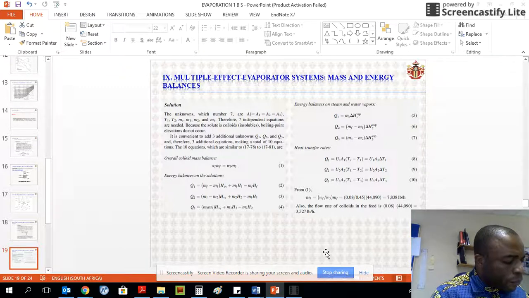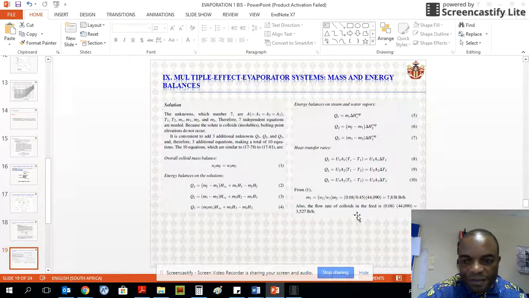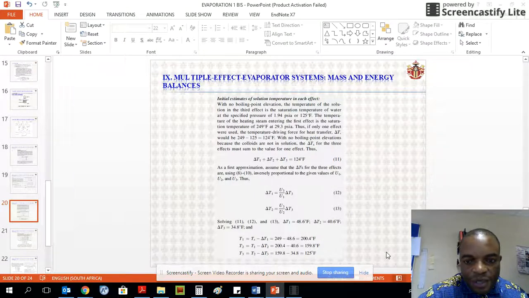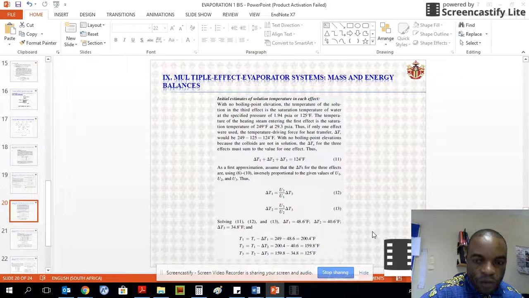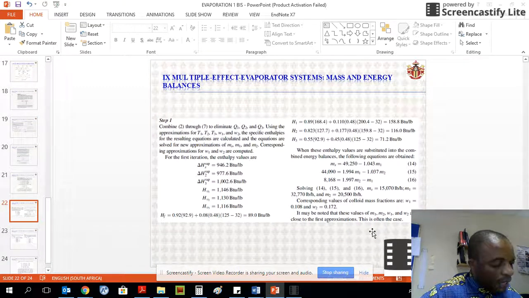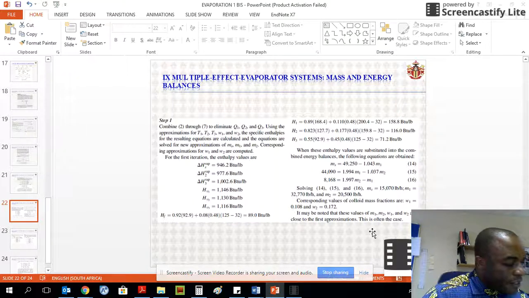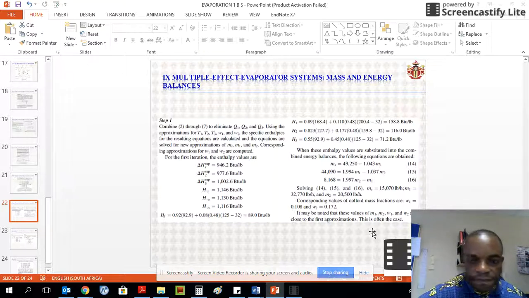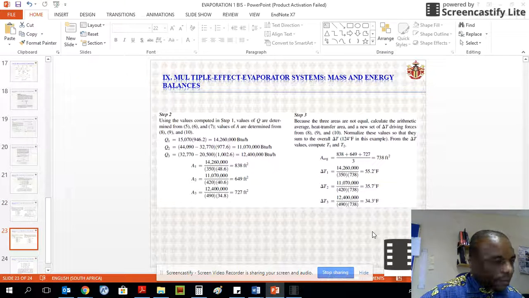Now, just for your information, as I told you, the solution provided to you is an iterative method. First of all, you have to estimate the temperatures, which is done here. After estimating the temperatures, you are going to estimate the flow rates. After you have estimated the flow rate, you can start the first step of iterations, where you use all the equations provided for material and energy balances, and so on. In step number 2, you calculate the surface area.